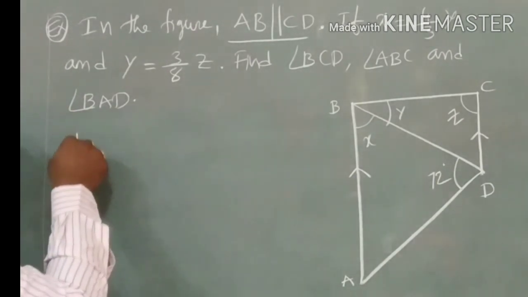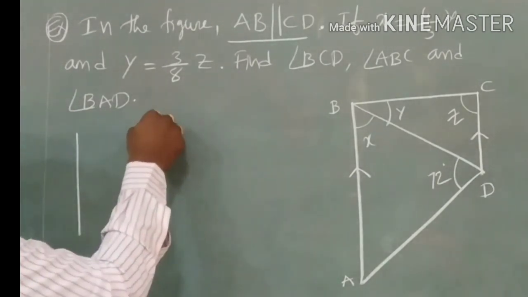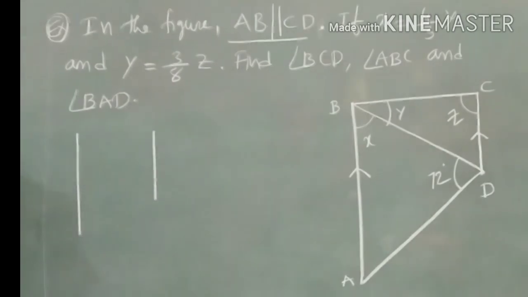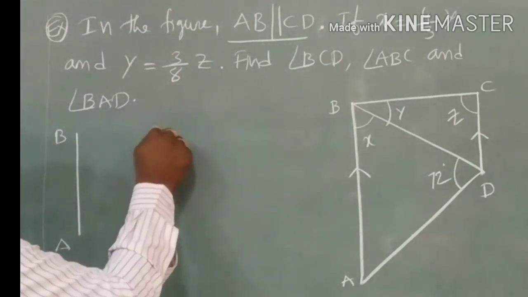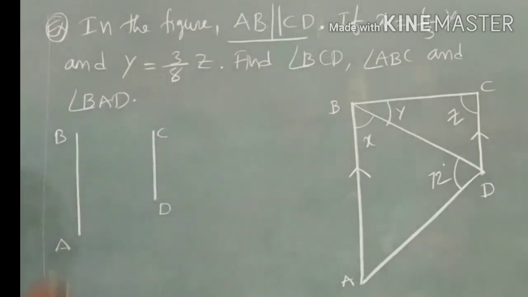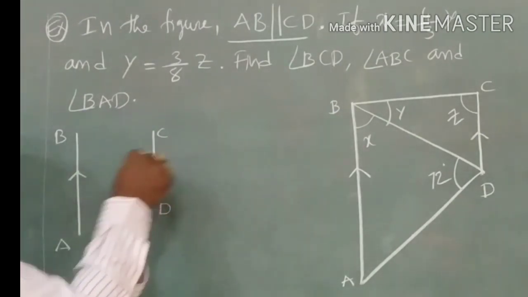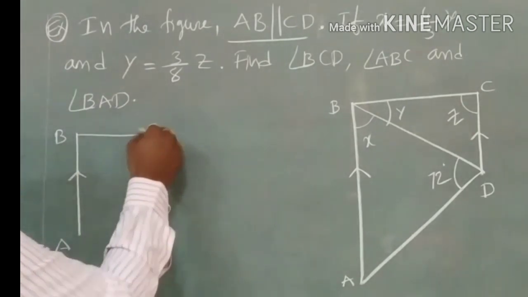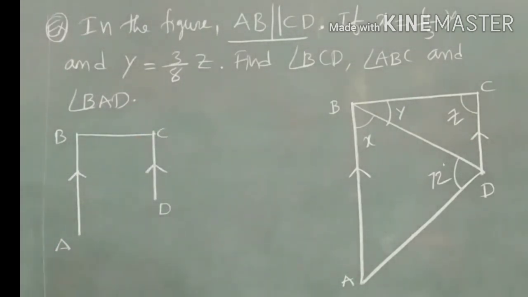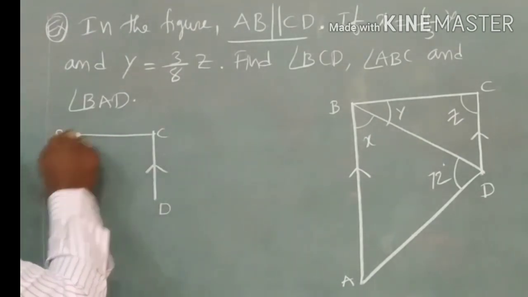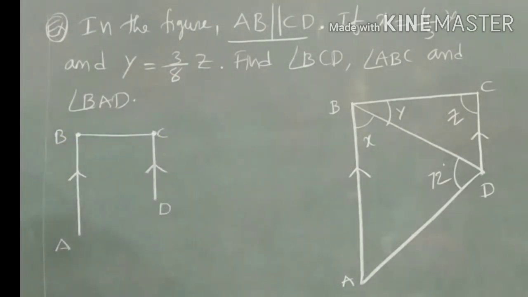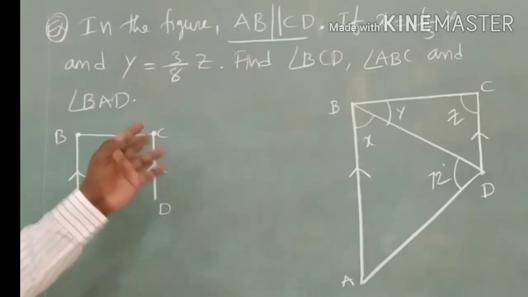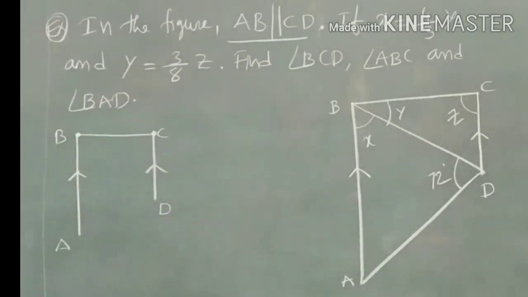Let me understand the question. I will draw a little small diagram. B, A, C, D. These two lines are parallel. Now, can I take this as transversal? Because if two lines are parallel, a line, straight line, intersects distinct lines at distinct points, then it is transversal.